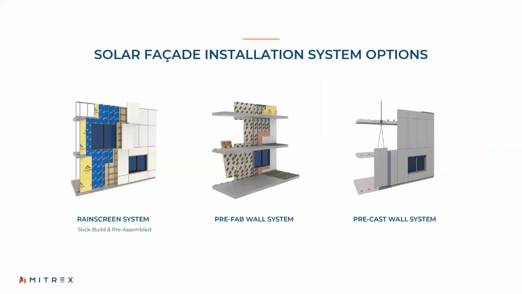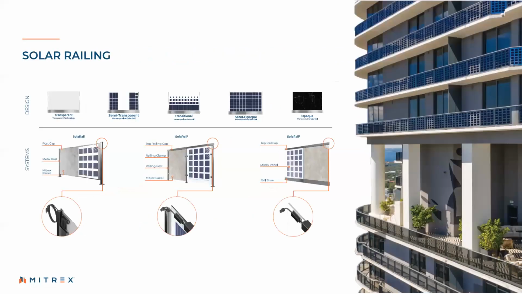And the installation system options that are available to you are, in simple form, rain screen, which you're all very familiar with. We have a prefab wall system and a precast wall system. So lots of different ways to integrate this technology into a building.